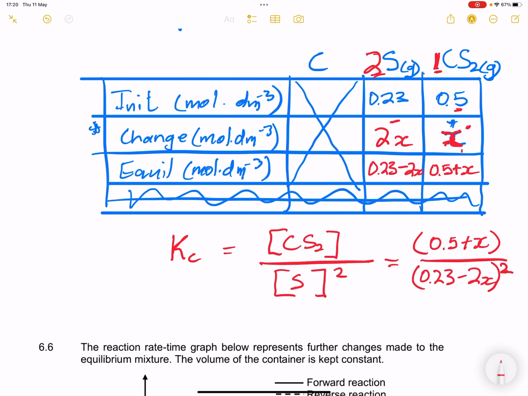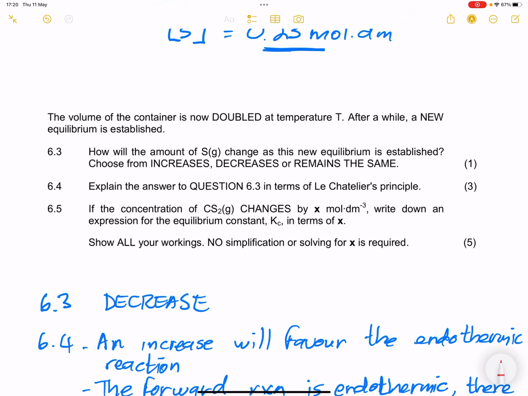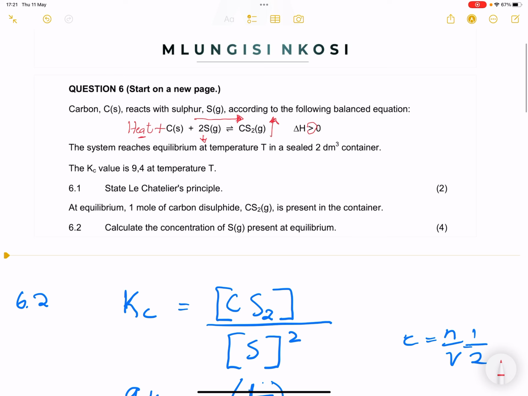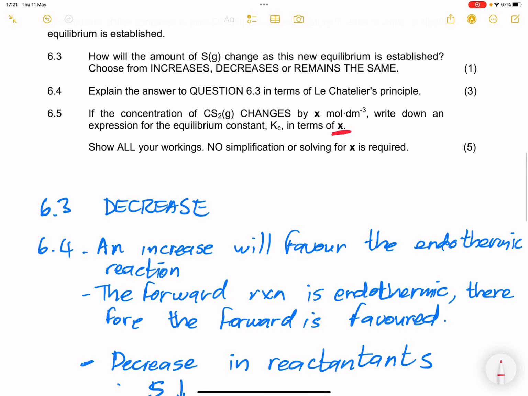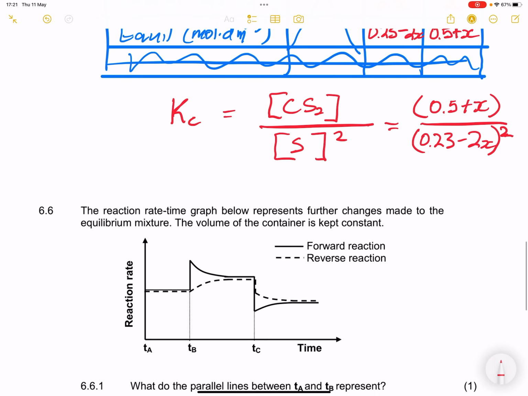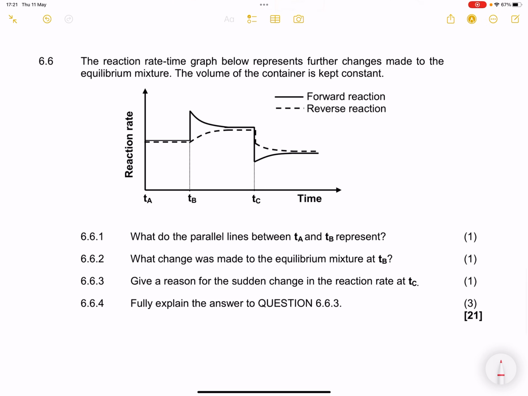Remember, they said we do not need to solve. In this case, they said no simplification is required. They just wanted us to have an expression for that Kc value. So I hope that makes sense, ladies and gents. We increased temperature for an endothermic reaction, so we favored the forward reaction. It changed by an X amount in this case, and that is what we indicated there. I hope that makes sense as we move on to the next question.